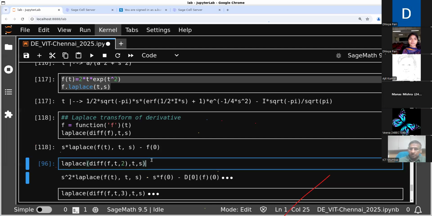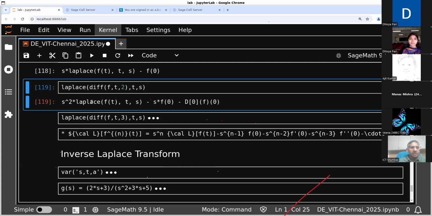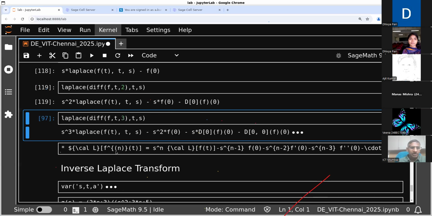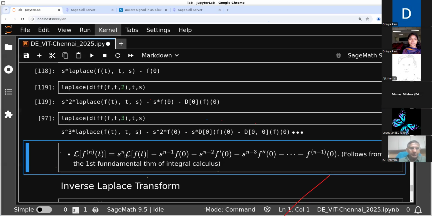If I have a second order derivative, then to find the Laplace transform, it is s square into the Laplace of f(t) minus s into f at 0 minus the derivative of f at 0, right? Or for the third derivative, and in general, this is how you get the Laplace transform of the nth derivative.